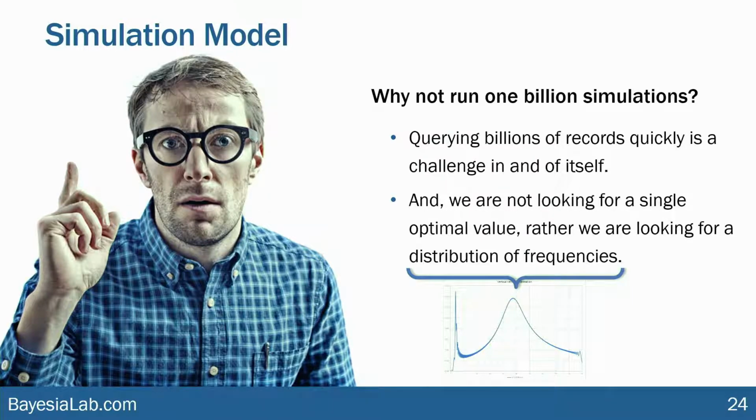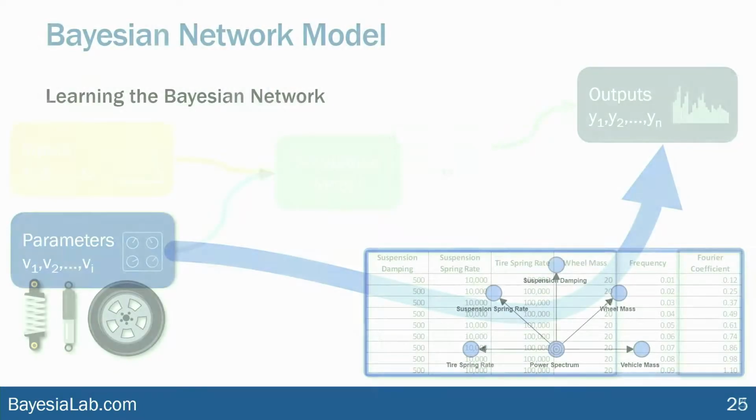And we're not just looking for a single optimal value, but rather we're looking for a distribution of frequency. We're trying to optimize that. We will have to talk about the criteria a little bit later. So it's not just running a billion simulations and then looking for the one with the single best value. Rather, we're looking for a curve that consists of many, many points. So that would be very difficult to achieve. So this is what we want to do now.